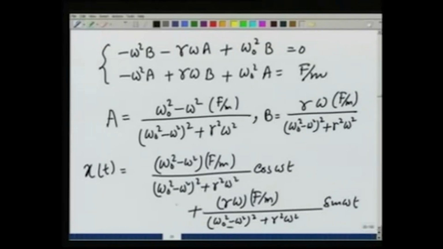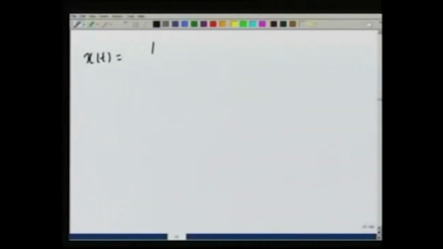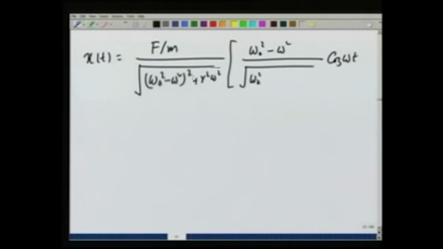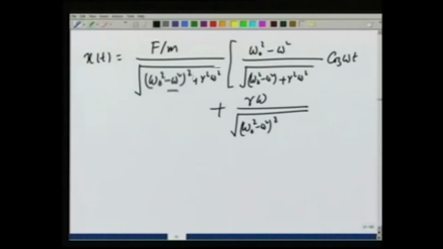I will take the square root of the denominator out and write the solution as x(t) equal to F over m over the square root of (omega naught square minus omega square) plus gamma square omega square, times (omega naught square minus omega square) over the square root of this term, cosine omega t, plus gamma omega over the square root of (omega naught square minus omega square) plus gamma square omega square, sine of omega t.